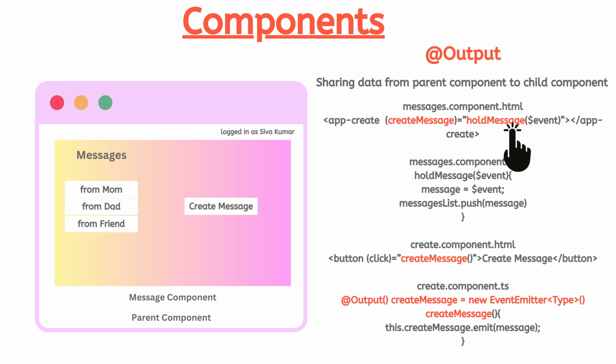So whatever the data that is passed here from the child will be assigned to $event, and from the $event you can get the message. And if there is a list of messages on the left side, like mom, dad, and friend, that will of course be a list. So we are pushing that message to the list, so that by default it will be automatically reflected on the page. So this is how you can share the data from the child to the parent.